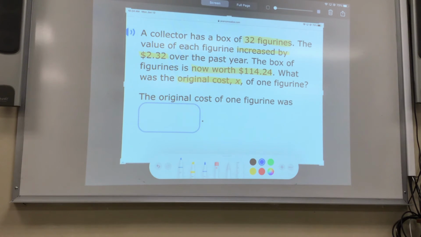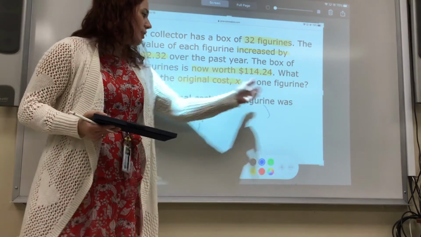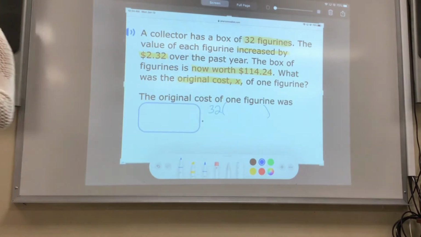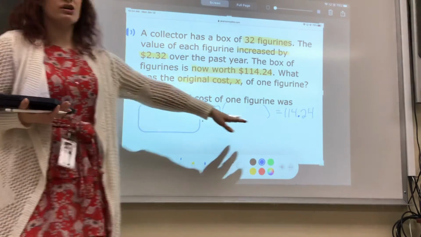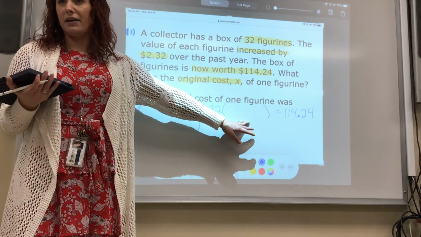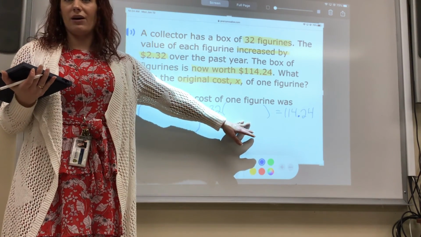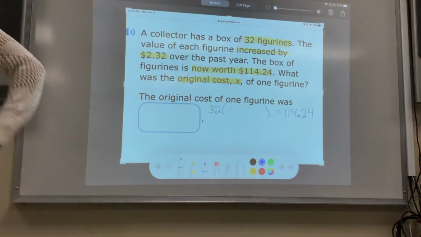Okay, we have 32 figurines. So 32 times their value is going to equal their current worth of $114.24. How do we represent their current worth when all I know is how much their value has increased by? I don't know how much they're worth right now. I only know that they increased by $2.32. How do I write that?